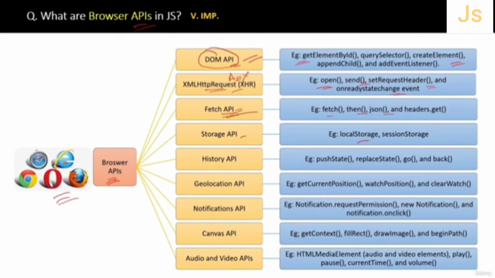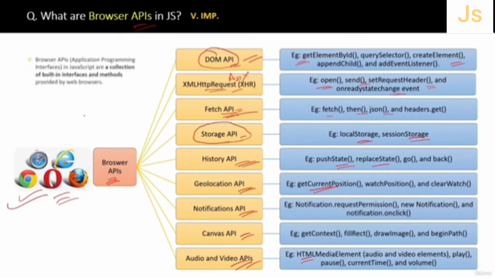Then localStorage and sessionStorage are used for web storage in the browser and are therefore called storage APIs. Then these are used to maintain the history of the user session in the browser, and we call them the history API. Similarly, we have methods for the geolocation API, to basically track the location by the browser. Okay, these methods are used for that purpose. Then we have notification APIs, canvas APIs, and lastly, audio and video APIs, though all these are provided by the browser only. Now you understand what browser APIs are, right?